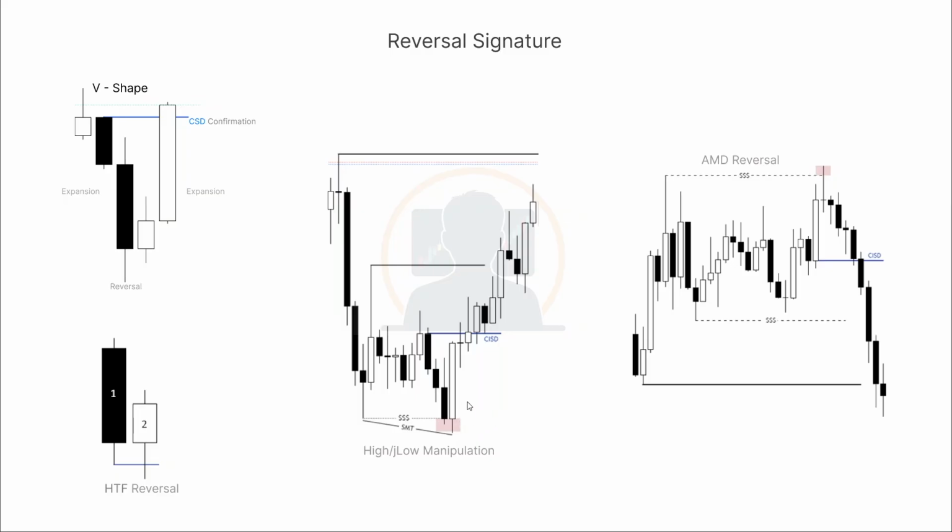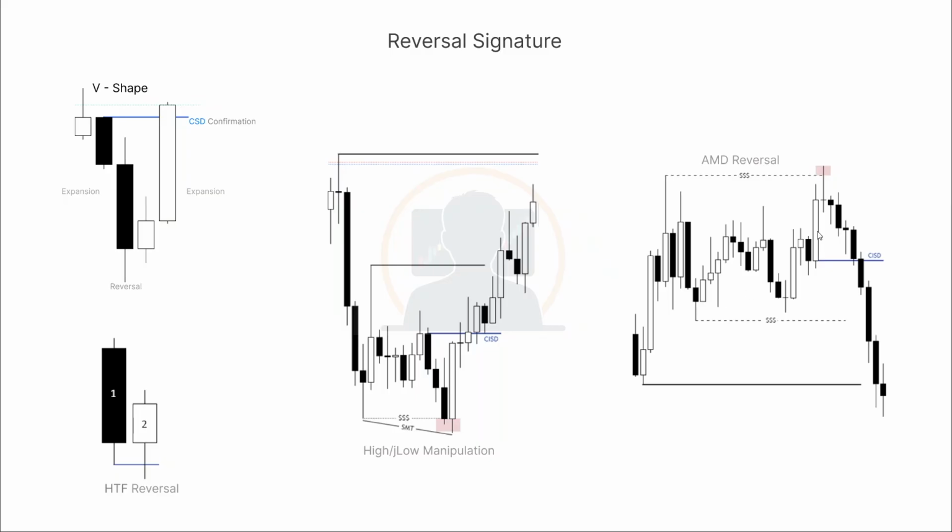Once this happens, you can wait for a close above the series of down close candles that form the manipulation leg. That will form a CSD, which is a change in state of delivery. You can look to take a trade targeting the opposite side of the range.